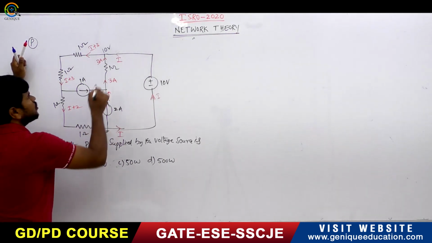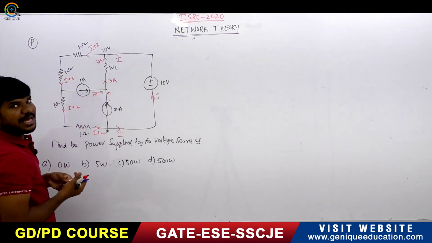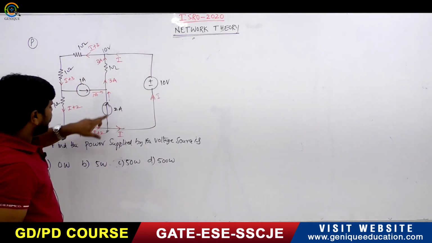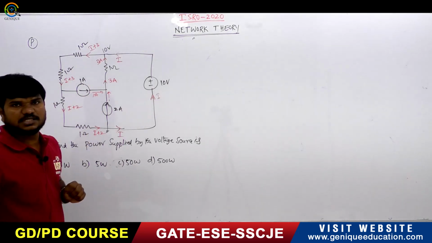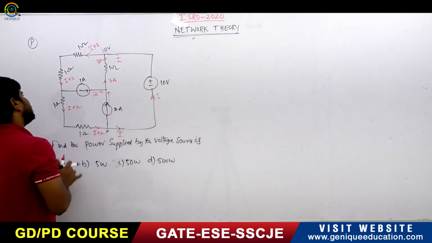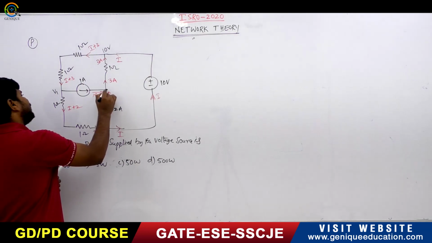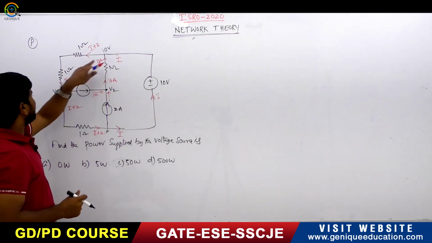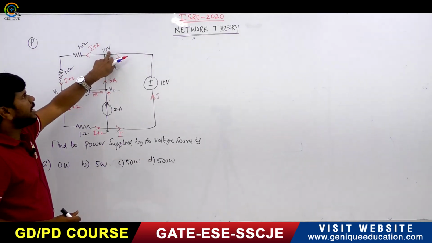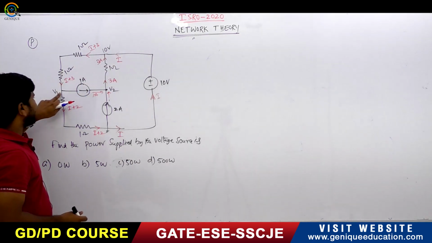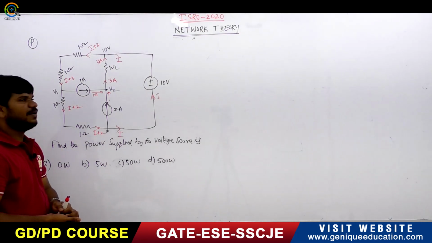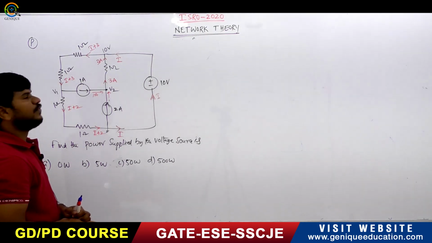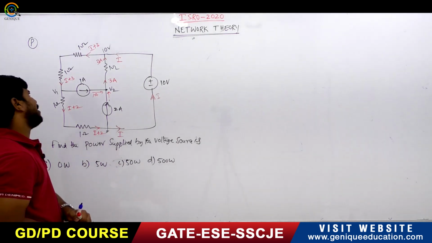So how many nodes are there? This is one node, second, third, so 4 nodes are there. So 3 equations we require. Let us suppose this is V1 and V2. Here you have to apply KCL, here you have to apply KCL, here you have to apply KCL. If you apply KCL, you will get the answer of I. Don't worry about that.